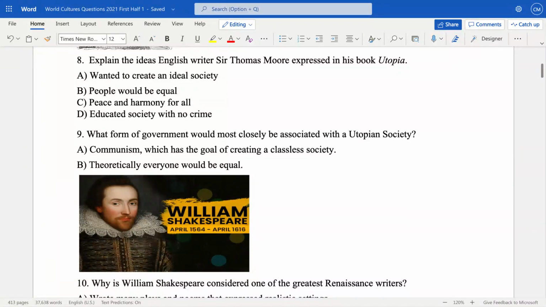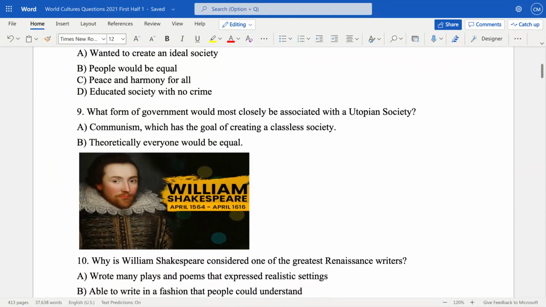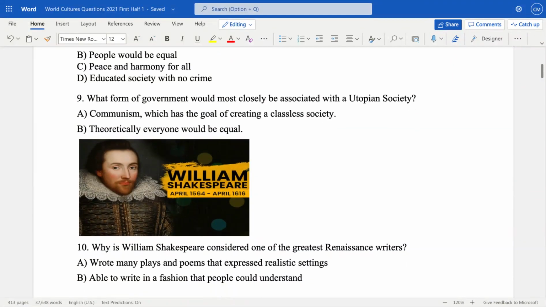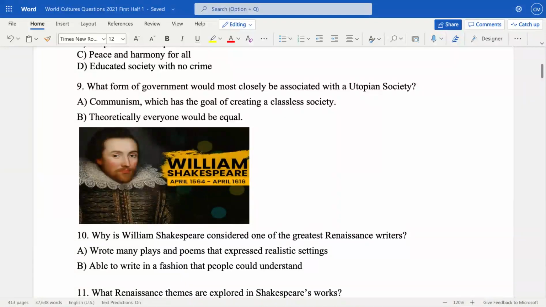Number 10, why is Shakespeare considered one of the greatest writers? Well, he wrote many plays and poems that express realistic settings. The idea that you're required to read this within your language arts classes still to this day. He was able to write it in a fashion that people could understand, so it was something that was very much embraced during that period of time.